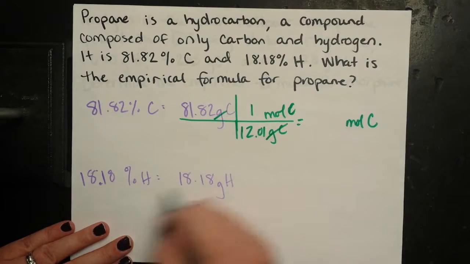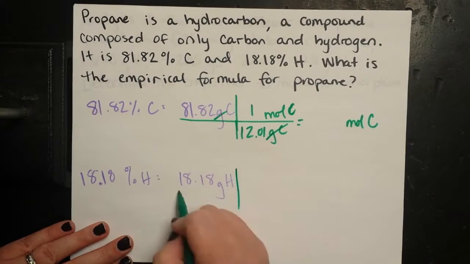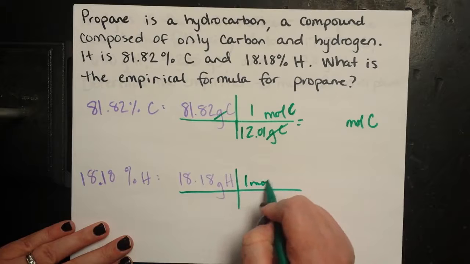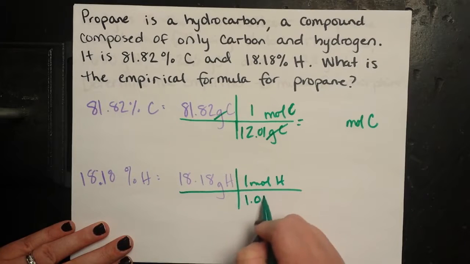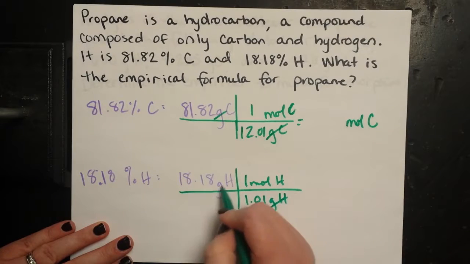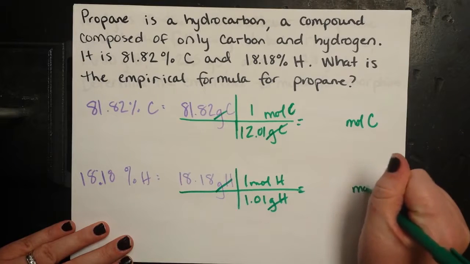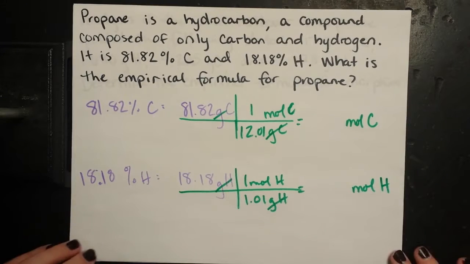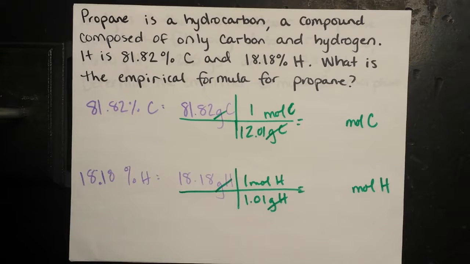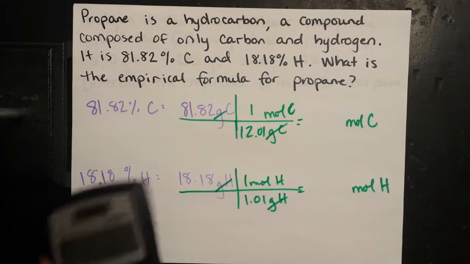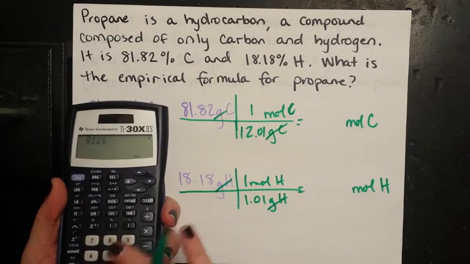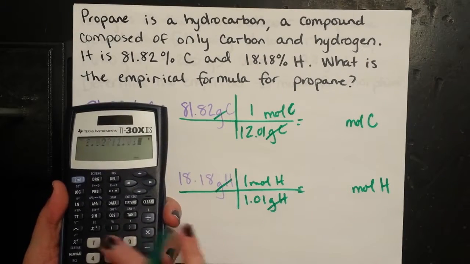Okay, I'm going to go ahead and set this up for hydrogen as well. Alright, so 1 mole of hydrogen is going to weigh 1.01 grams. My grams of hydrogen cancel and I'm left in moles of hydrogen. Okay, at this point I will keep everything to 4 decimal places. Okay. So I'm going to take 81.82 and divide it by 12.01.